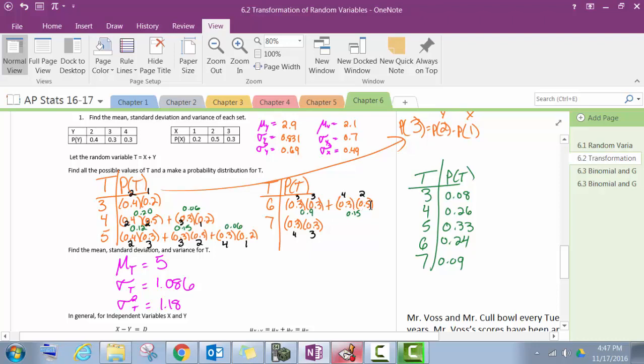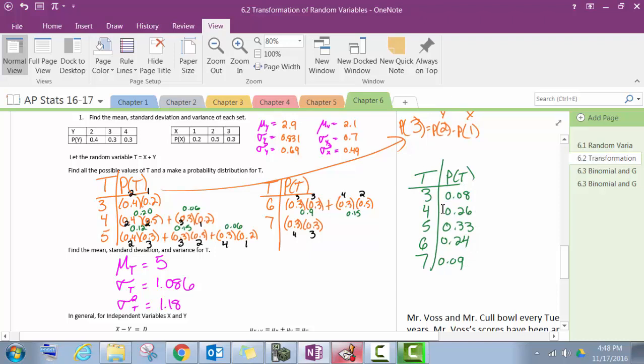Number 6, or getting a 6, is a 3 and a 3, so 0.3, 0.3. 4 and a 2 is 0.3 and 0.5, so we get 0.15. Add those up. And the only way to get a 7 is a 4 and a 3, so we multiply those. 0.3 times 0.3 is 0.09. And we can check that all of those add up to 1.